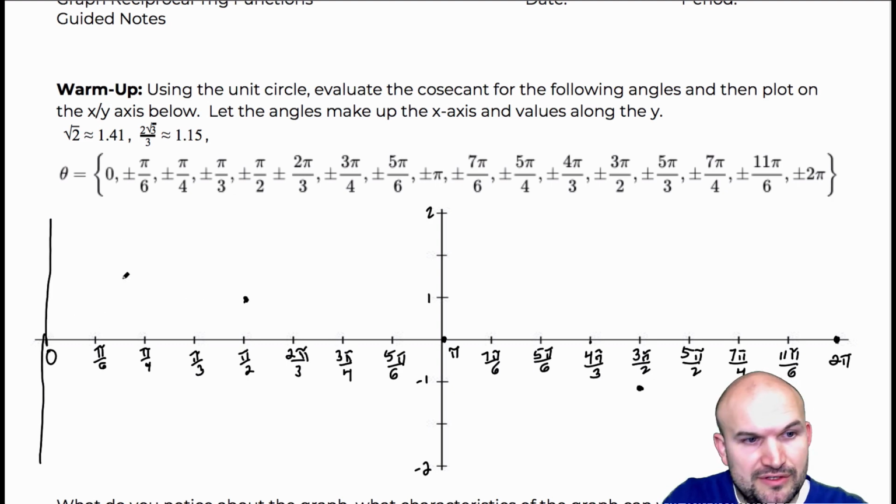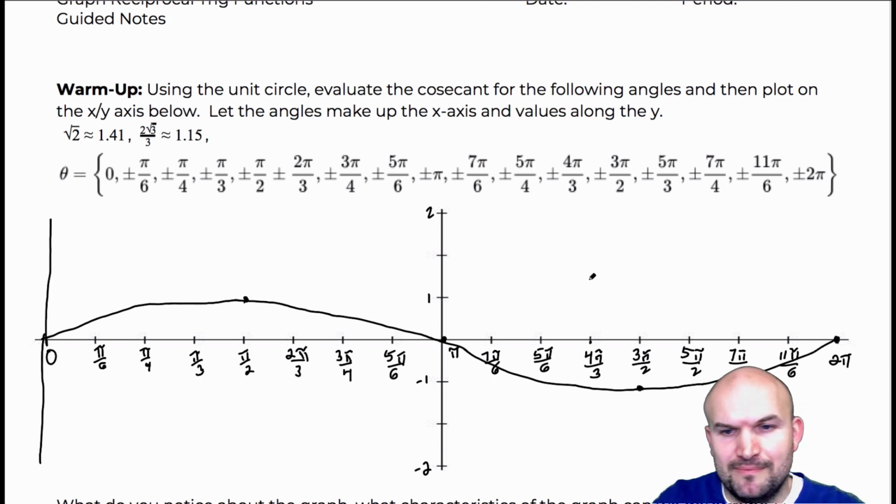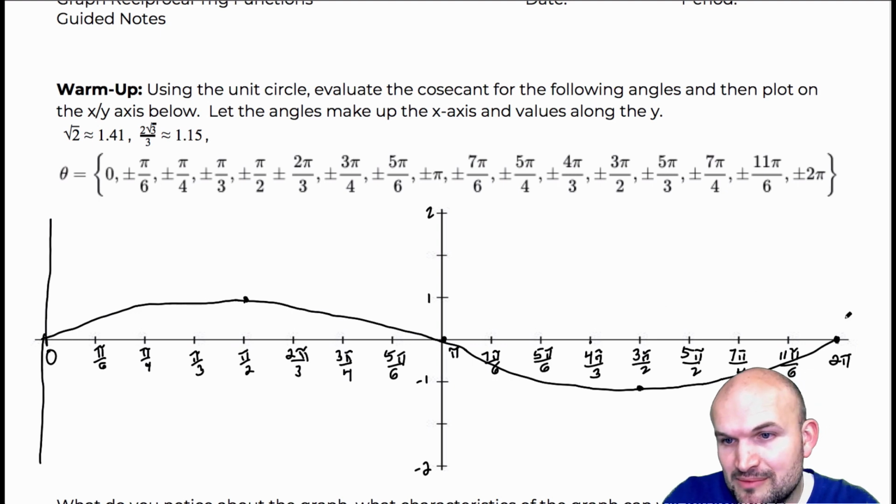I'm actually going to have to do this all in one swoop, and hopefully it's going to look right. There you go. All right, eventually I'm going to take that away, but that is the sine graph. And I'm just going to write, y equals sine of x.